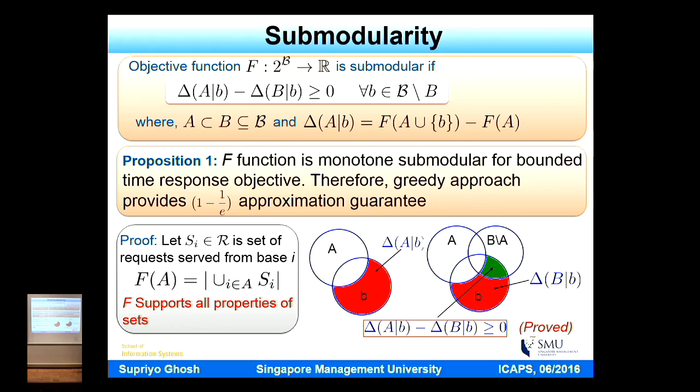So the proof is simple, because the bounded response time objective is nothing but the set of requests that can be served from at least one of the bases of the given base set. So we can exploit the simple properties of set theory. Here in the first figure, the red portion shows the marginal gain for adding a base into the subset, and in the second figure, the red portion shows the marginal gain for adding the same base into its superset. The green portion is nothing but the difference, and it will always be greater than 0. And this proves that our objective function is submodular.